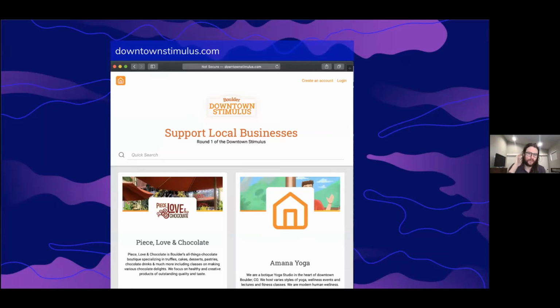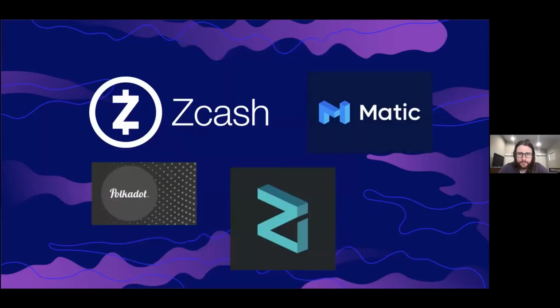I'm proud to say that round one of Downtown Stimulus we did in the middle of last year, and we were able to raise $40,000 for downtown businesses in Boulder, Colorado. So it proved that quadratic funding works outside of just the Web3 open source ecosystem, and that this could be a fundamental economic primitive in the post-blockchain internet for supporting public goods.